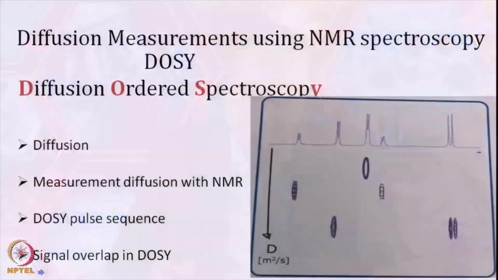What DOSY essentially does is correlate the diffusivity D in one dimension with chemical shift information in another dimension. So directly you are detecting the chemical shift information, and indirectly you are detecting the diffusion of a particular molecule. Therefore, from each peak you can find out how that molecule is diffusing, if it is a mixture of molecules. That is what DOSY does. That is why it is called diffusion ordered spectroscopy: NMR can be used to measure the diffusion of a molecule.